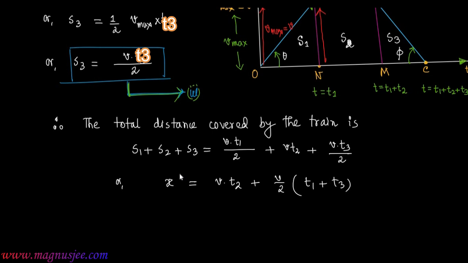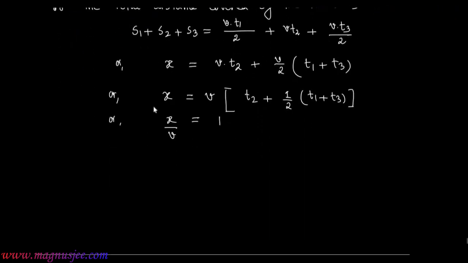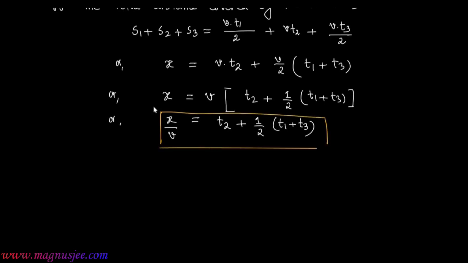So we get x as equal to Vt2 plus V by 2 bracket open T1 plus T3. Putting the expression of T2, and now V is also taken common, x is equal to V bracket open T2 plus half T1 plus T3. Taking V on the left hand side, we get x by V as equal to T2 plus half T1 plus T3, which is equation 4.